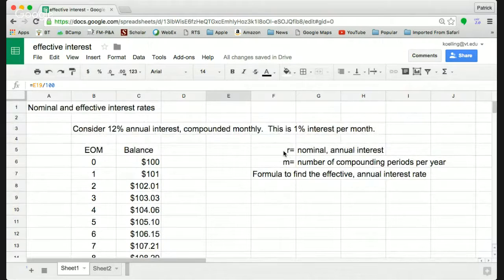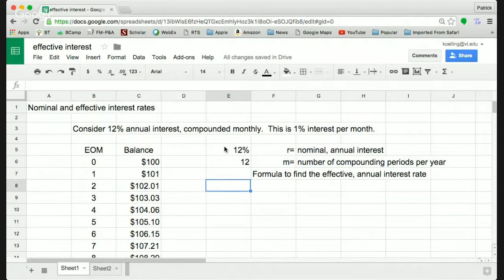Now we have some new notation to consider. R is the nominal annual interest. For this problem right here, our R is 12%. That's our nominal annual interest. M is the number of compounding periods per year. For this particular example, that's 12, because it's compounded monthly.